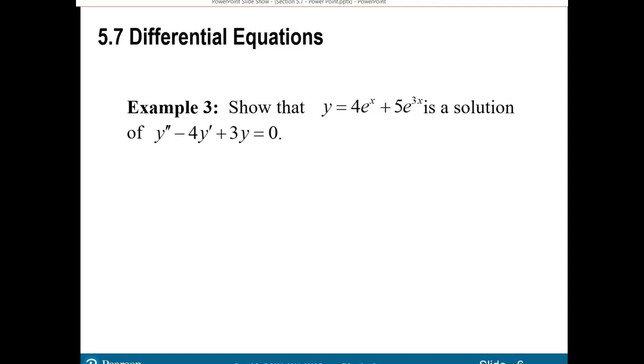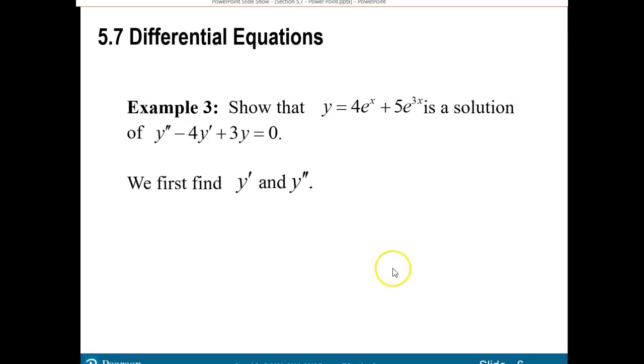All right, here we're going to verify. We're going to show that this function is a solution to this differential equation. This is a differential equation because it contains derivatives. It contains the second derivative of y and the first derivative of y and y. So the derivatives are contained here. That's why it's called a differential equation. And we're given the answer. We're just going to verify it.